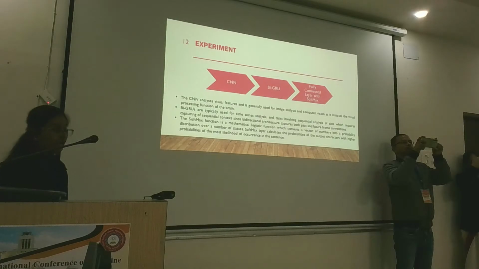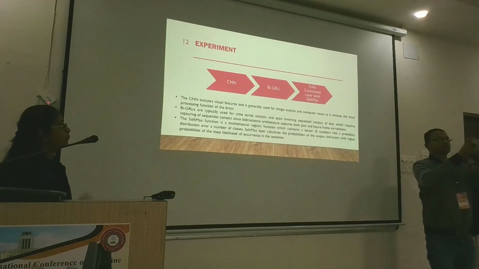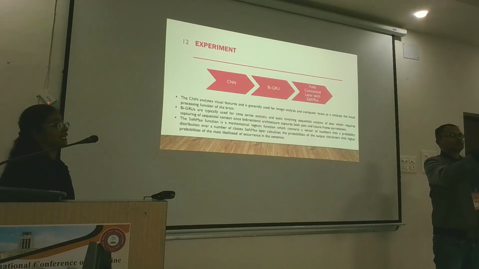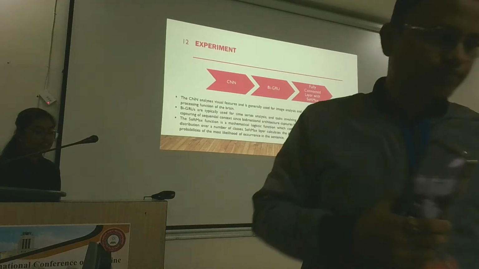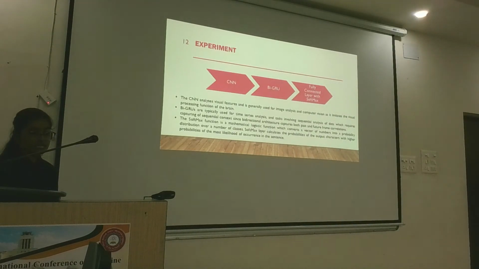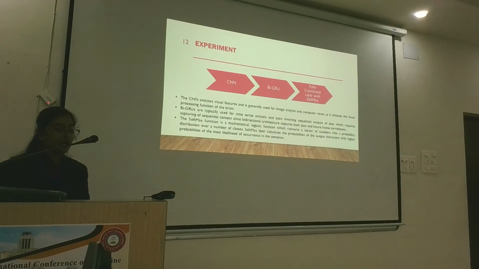CNN. When we serve the mel spectrogram as an input for the baseline model, it passes through the CNN layer. The CNN layer analyzes the visual features, and it is generally used for image analysis and computer vision, as it imitates the visual processing function of the brain. After passing through CNN, it is passed to the BiGRU layer. The BiGRU layer is typically used for time series analysis, and it captures both past and future frame correlations.